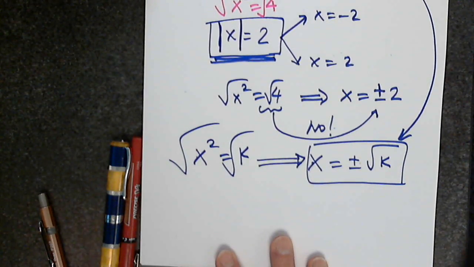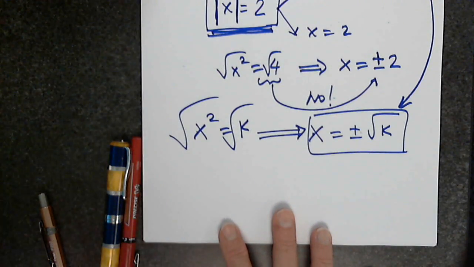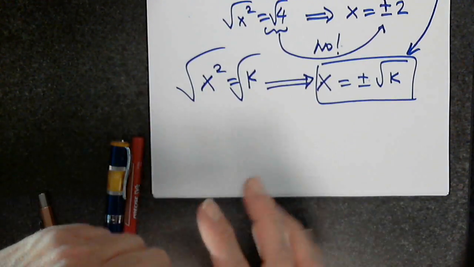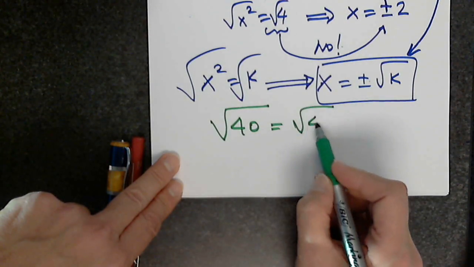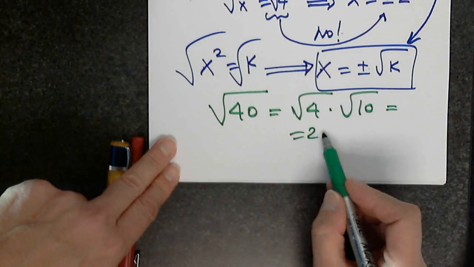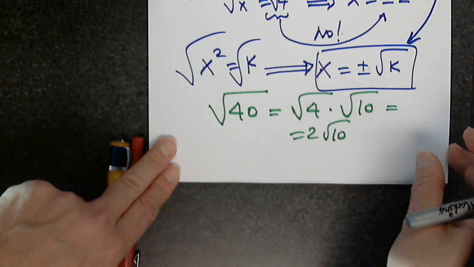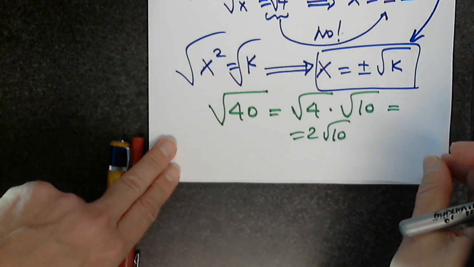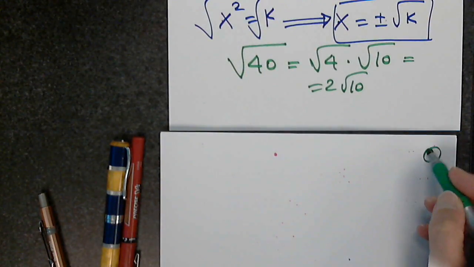Okay. Other questions here? How did you get 2 times the square root of 10 for 40? We learned in this chapter that we can split the square root of 40 as the square root of 4 times the square root of 10. And this is 2 times the square root of 10. Is that better? Okay.